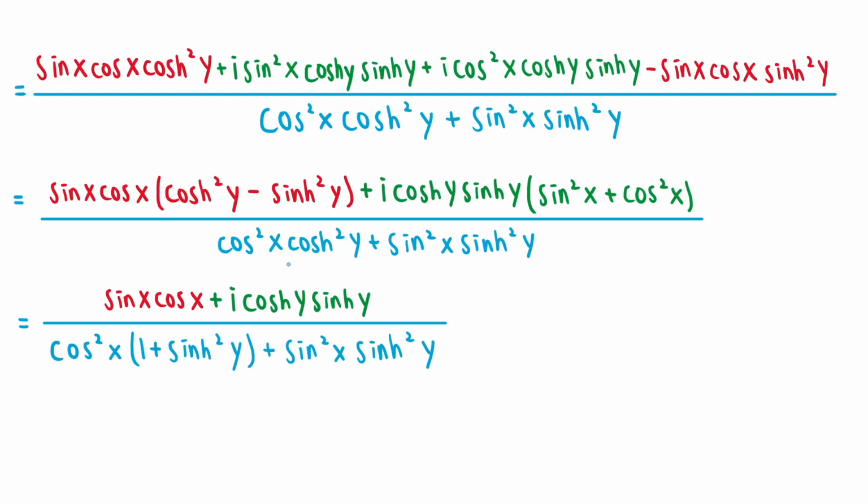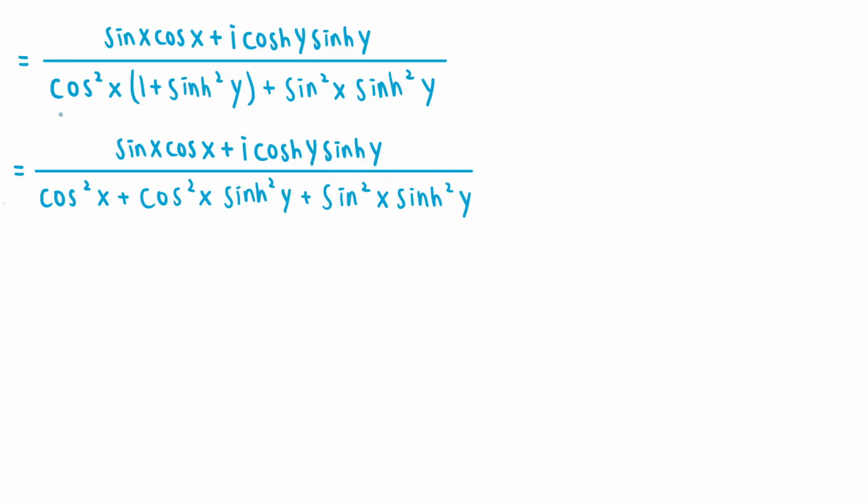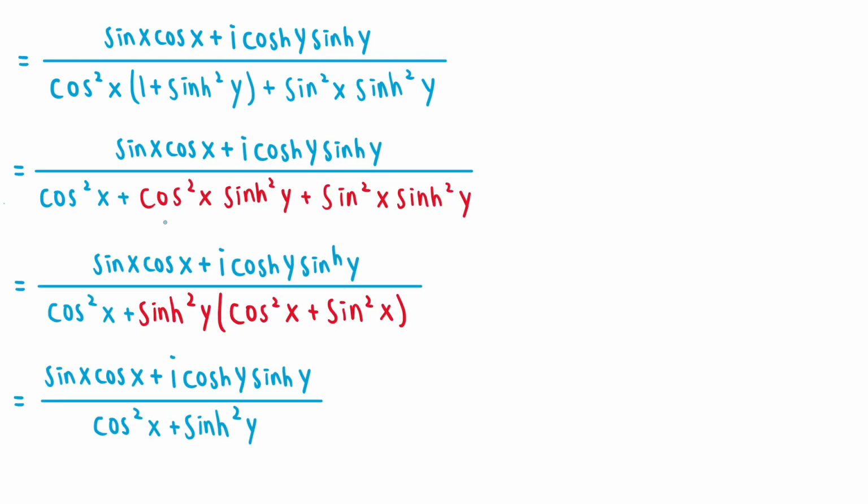In the denominator, cosh squared y can be rewritten as 1 plus sinh squared y. So the denominator becomes cosine squared x times 1 plus sinh squared y plus sine squared x sinh squared y. If we expand the first term in the denominator, cosine squared x times 1 plus sinh squared y becomes cosine squared x plus cosine squared x times sinh squared y. We can factor cosine squared x sinh squared y plus sine squared x sinh squared y as sinh squared y times cosine squared x plus sine squared x, if we factor out a sinh squared y from both terms.